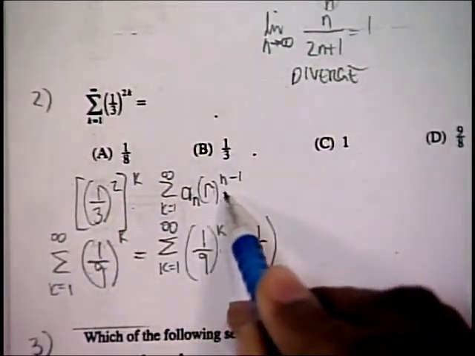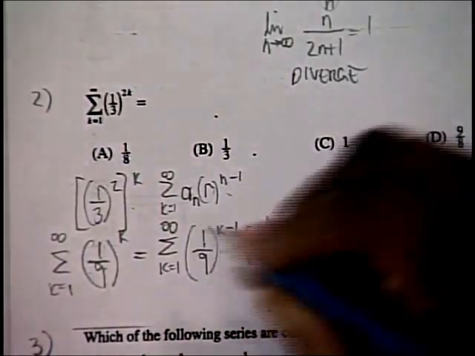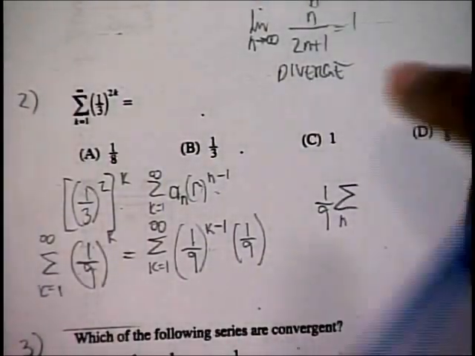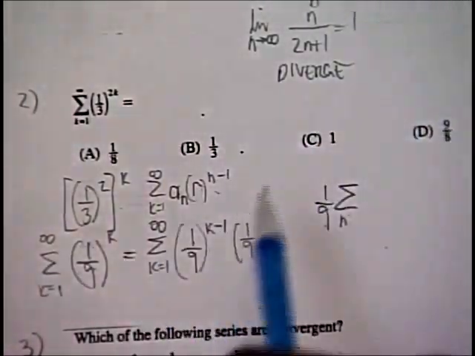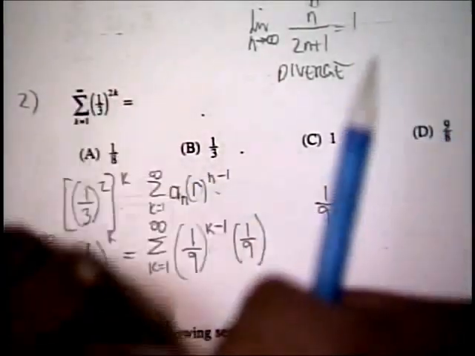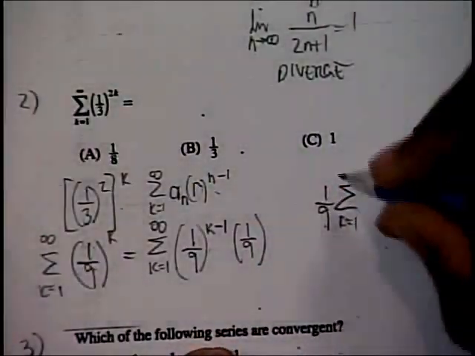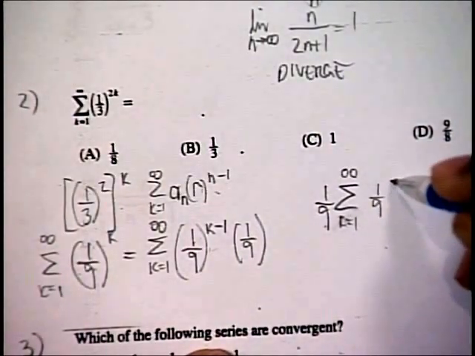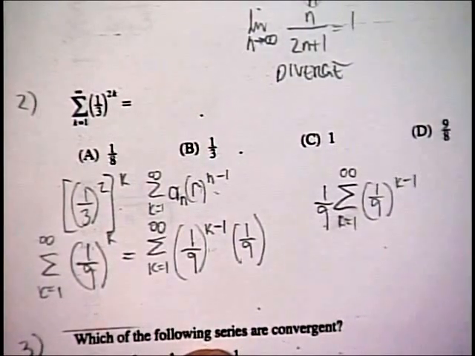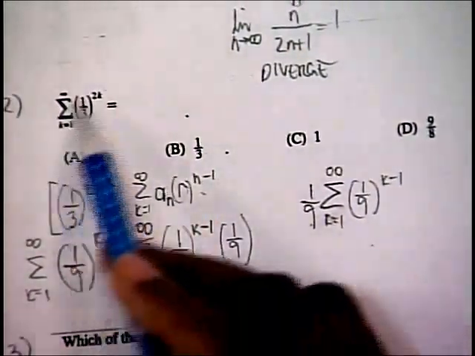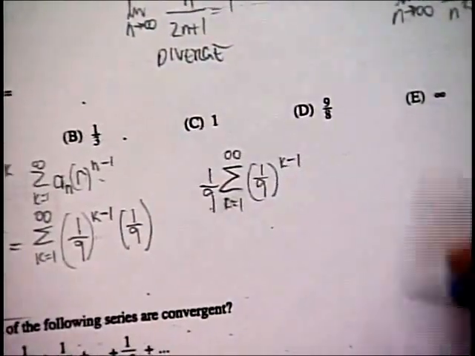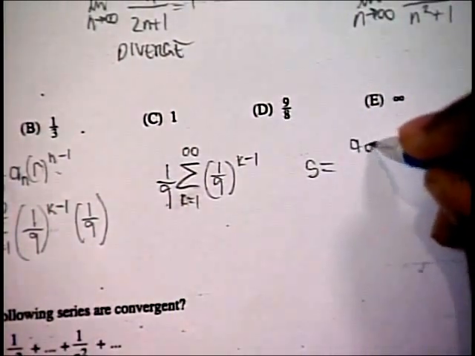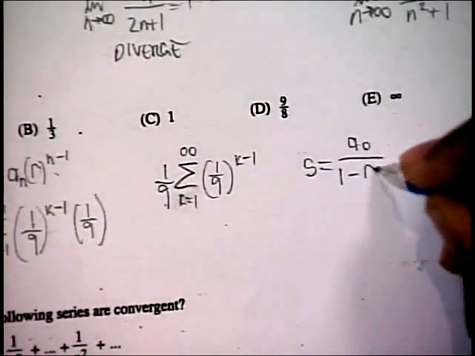We get 1/9 times the sum from k equal to 1 to infinity of 1/9 to the k minus 1 power. Now they want you to determine what that is. There is a formula that says if you want to sum this up, you take a sub 0 over 1 minus the common ratio. A sub 0 for this problem represents the initial term.